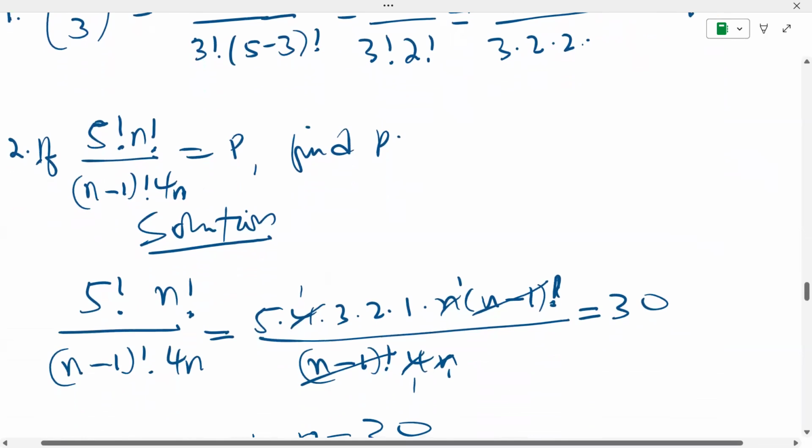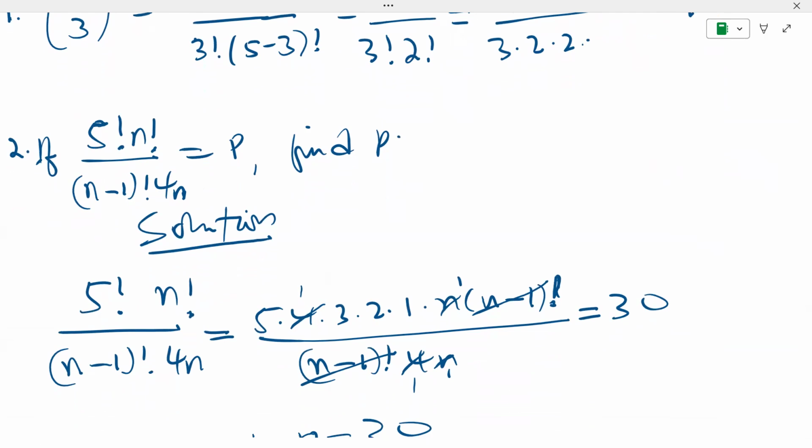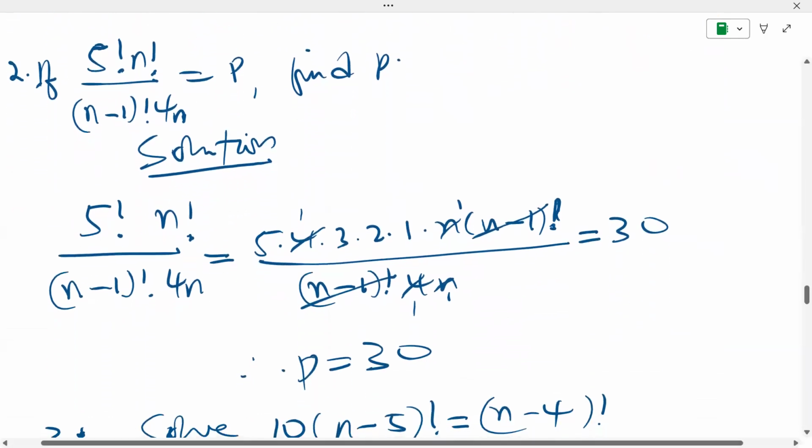Now, I want to find this value: if 5 factorial times n factorial over (n minus 1) factorial times 4n is equal to p, find p. So we want to do that. So we have 5 factorial, and so we shall write 5 times 4 times 3 times 2 times 1.